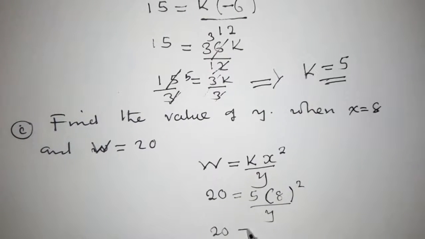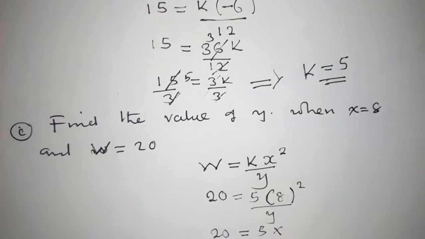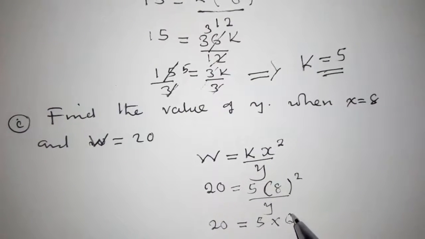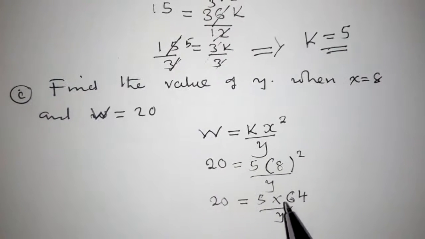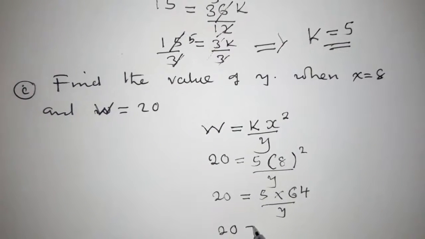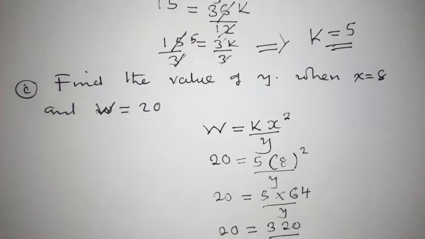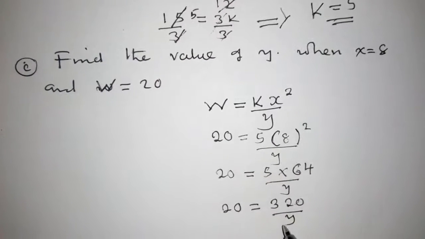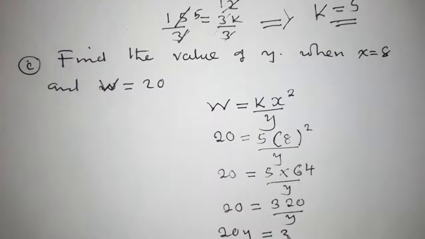So we can clean it up. Here it will be 5 times 8 squared is 64 over y. So we can solve. Here it will be 20 is equal to 5 times 64. The answer will be 320 over y. So we can now cross multiply. So we have 20y is equal to 320.